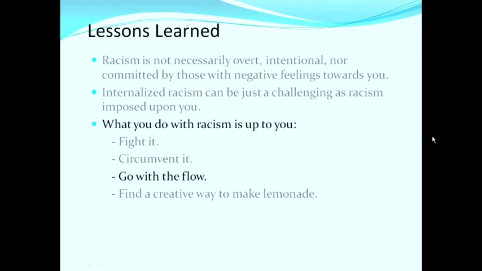You could go with the flow, pick your fights. If someone asks you to do something and it has racist underpinnings, but you don't think it's important enough to fight it, you could go with the flow. It'll make life easier for you. Or find creative ways to make lemonade. And so for me, what ended up happening was that I put my anger and upset about being asked to do multicultural psychology, which wasn't my topic, into making it my topic.